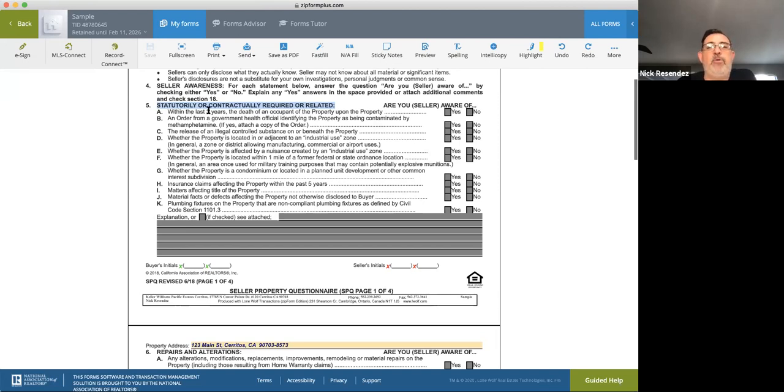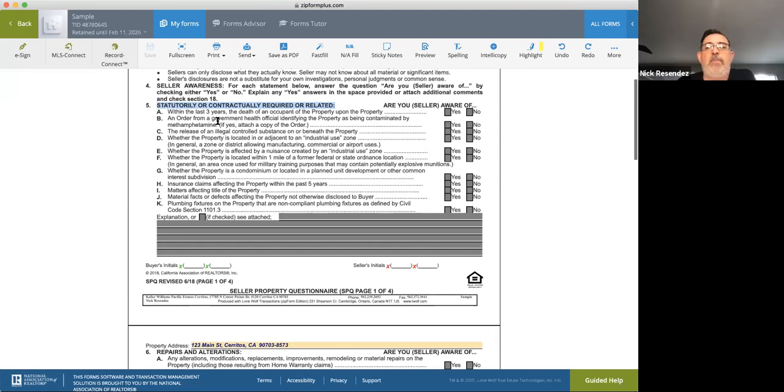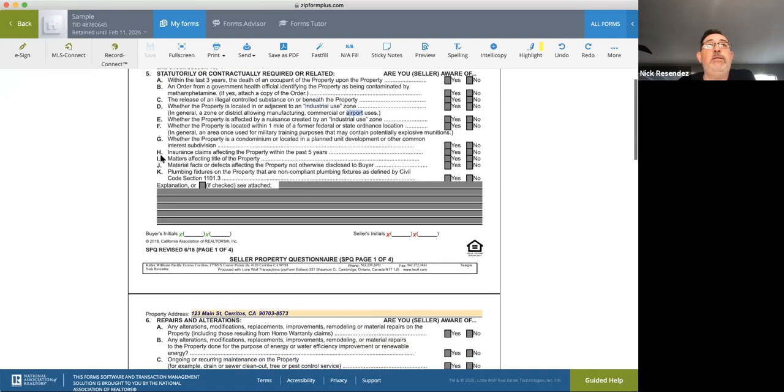Well, did somebody die on the property in the last 3 years? Was there an order from a government health official that identified the property as being contaminated by methamphetamines? Was there the release of an illegal controlled substance on or beneath the property? Is the property located in or adjacent to an industrial use zone, right? Manufacturing, commercial, airport, right? I'm not too close to Long Beach Airport, but I can hear planes all day. So I would say, yeah, I'm affected by this.